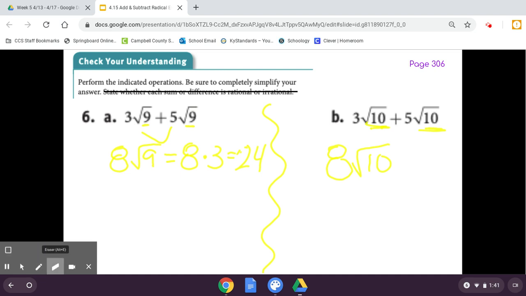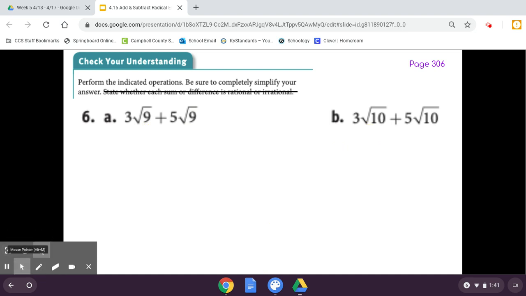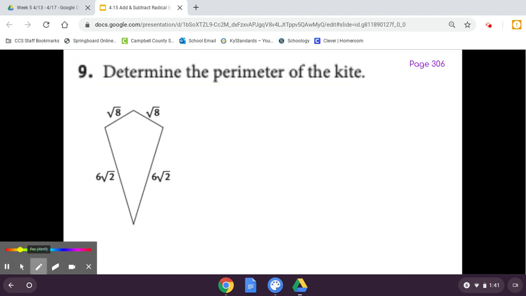Okay, I have one more problem for you today. It's on page 306, and it's talking about a kite and finding the perimeter. To find perimeter, we have to add up all the sides, which you all should know very well by now. So let's write our expression: square root of 8 plus square root of 8 plus 6 square root of 2 plus 6 square root of 2.